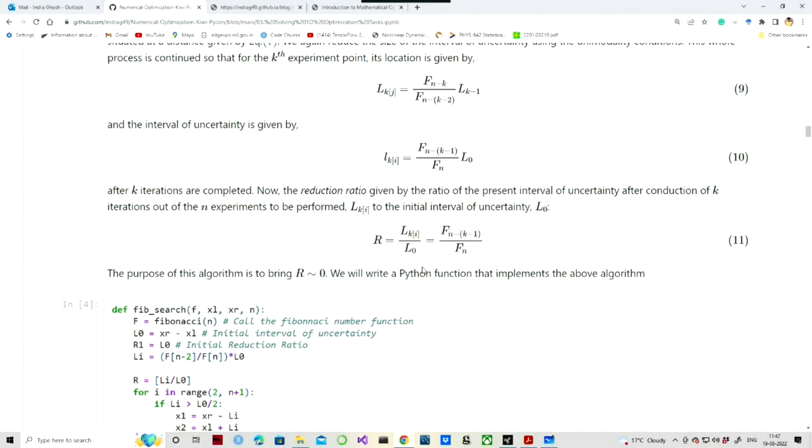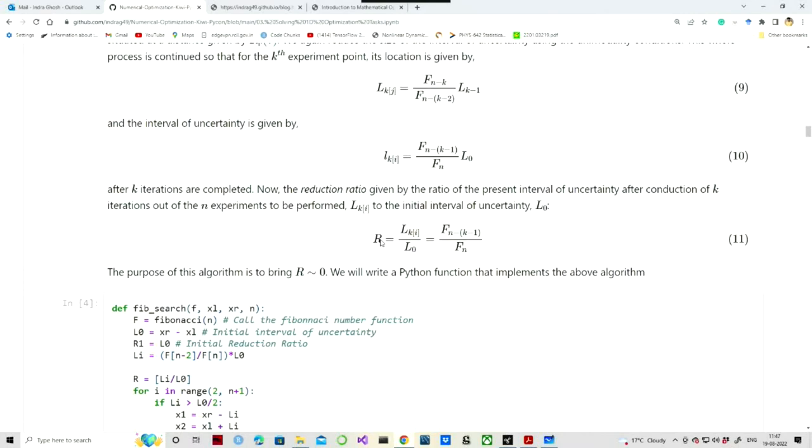But I'll just tell that this R is the interval uncertainty. So the thing is, at each step, you compute this value of R, and this is the reduction ratio. So what happens is, at each step, you calculate R and see whether it's decreasing and tending towards zero. As soon as this R becomes very close to zero, you stop, and then you see the value of X, and that will most probably be the minimizer of the function f of x. So this is the whole function for doing that.